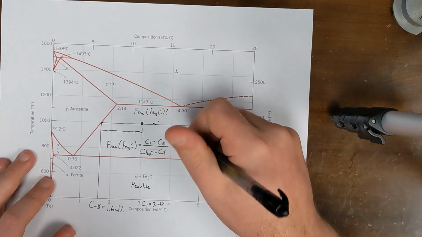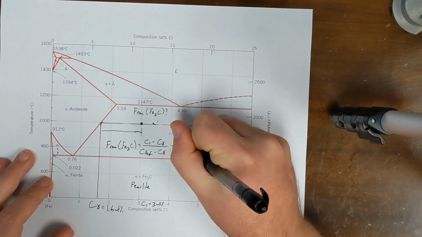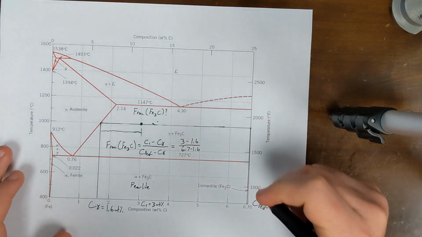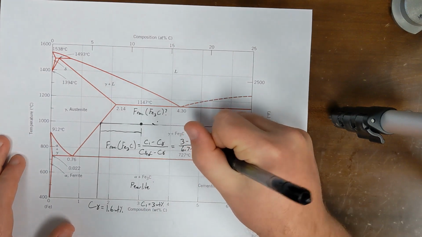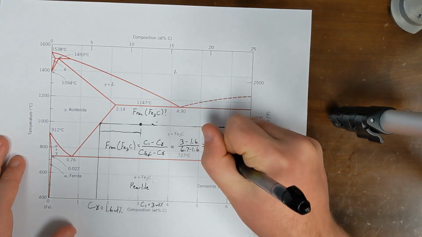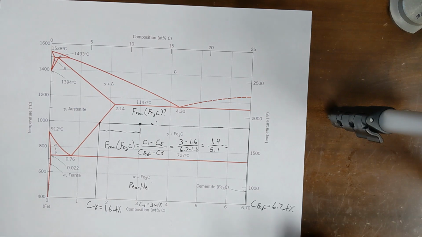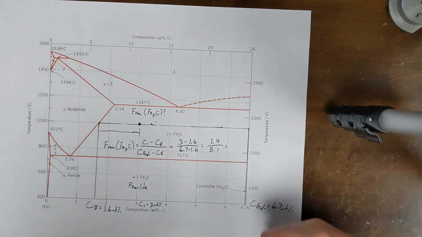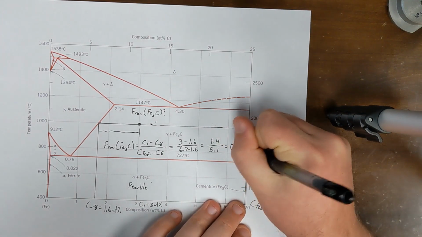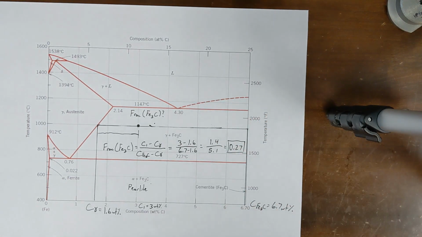All right, we'll plug in our numbers here. It's going to be 3 minus 1.6 divided by 6.7 minus 1.6. Okay, this should be 1.4, and this becomes 5.1, which gives us a fraction of 0.27. So 27% of our microstructure we expect would be cementite by weight.